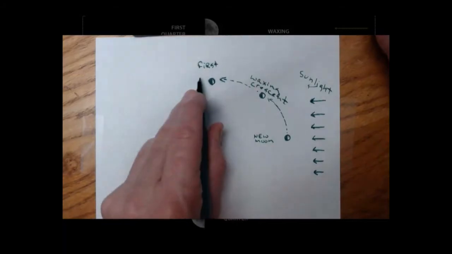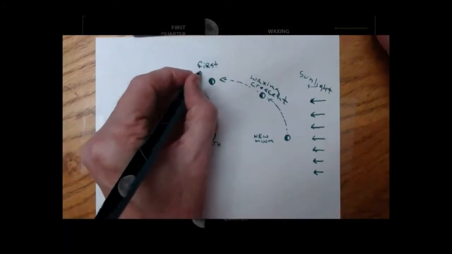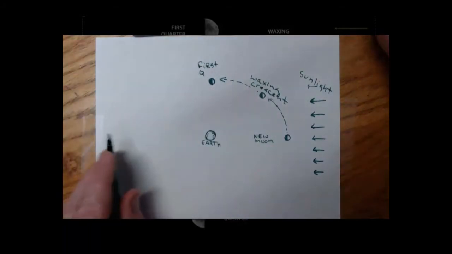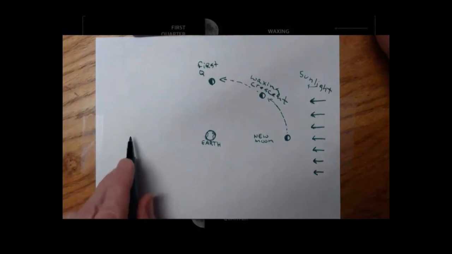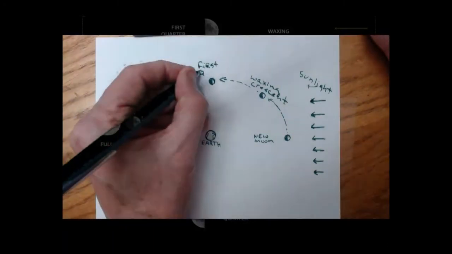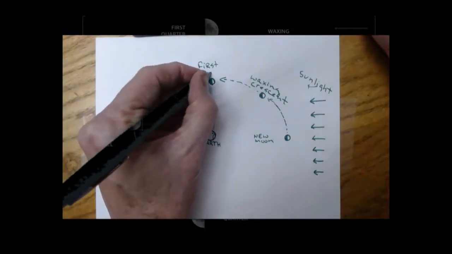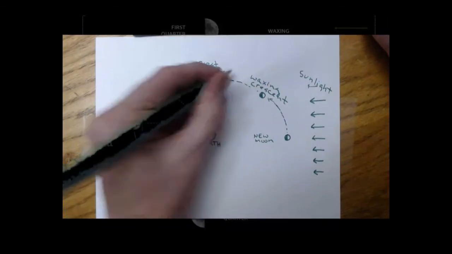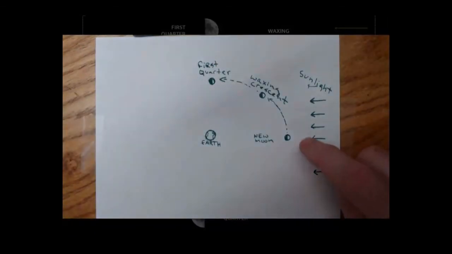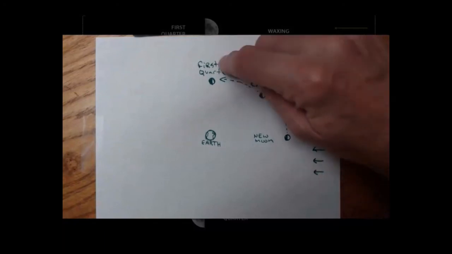It's called a quarter because it's a quarter of the way around the cycle. Although that is kind of confusing, why isn't the full moon called the half moon? Well, I don't know. It is a little confusing. The first quarter. Okay. New moon, waxing crescent, first quarter.